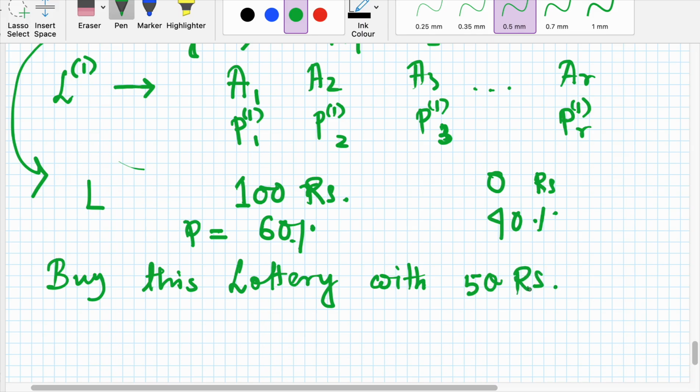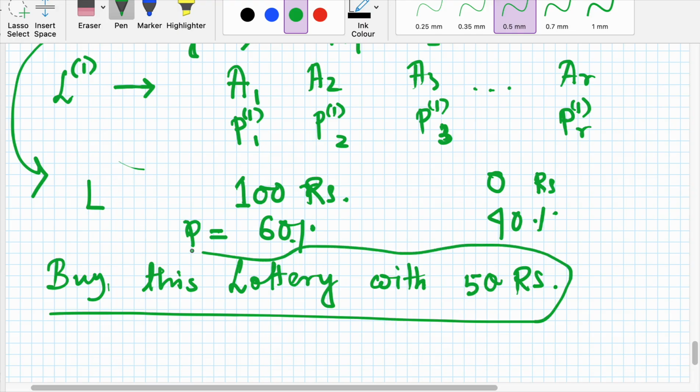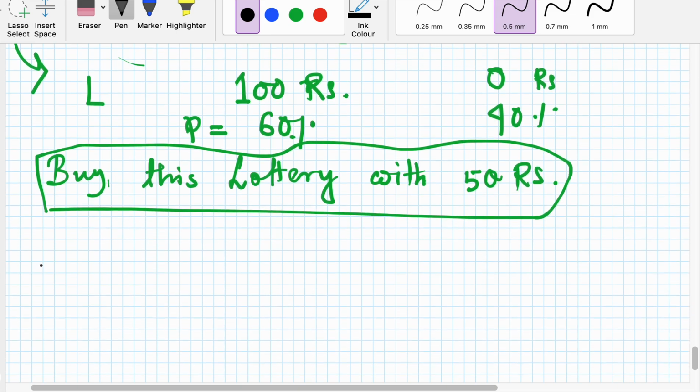So will an individual buy this lottery with 50 rupees? This is the question here. Now the first axiom which we need is called the reduction of compound lottery.